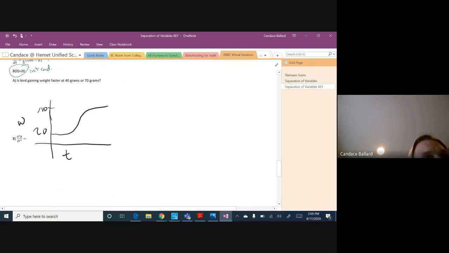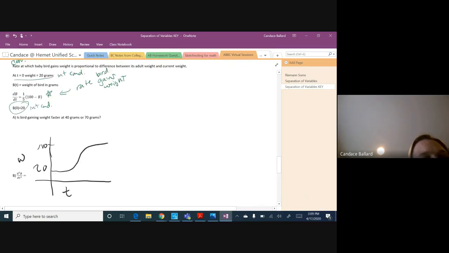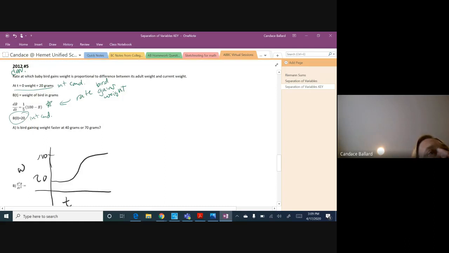Oh, this thing is not in the right spot. In our little flub up, it made my picture go in the wrong spot. So what I'm going to do is we're looking at rates. We have the rate. All we have to do is literally plug 40 and plug 70 into this thing right here. So let's do that.